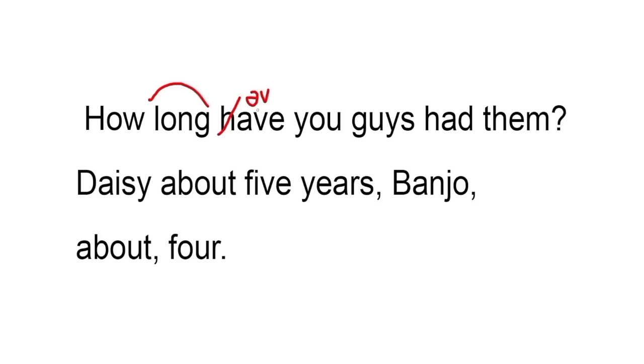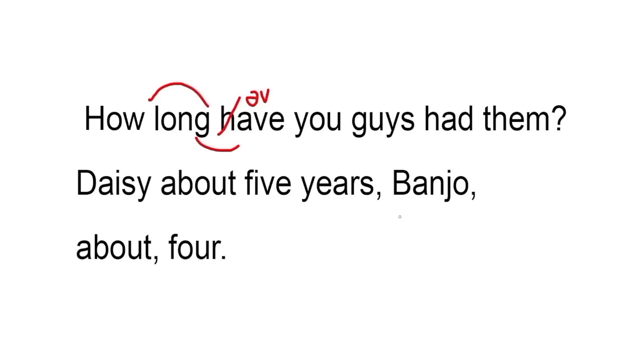long of. And whenever we do reductions, we want to make sure that we link them in. So this is just linked right on to the next word, to the word before, and the next word. How long of. Practice that with me now. Long of you. How long have you guys had them?